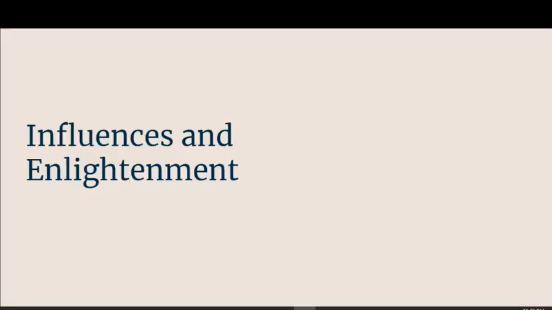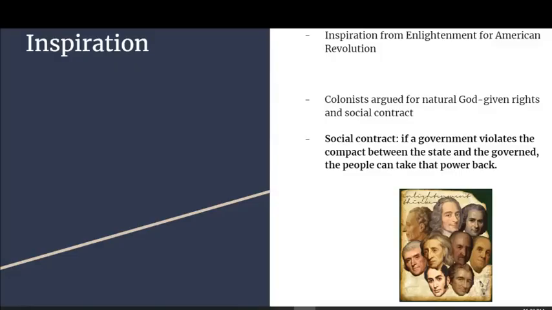Now we will learn about the influences and the Enlightenment on the writing of the Constitution. Originally, the inspiration for the American Revolution came from the Enlightenment era, where the colonists argued that they were given natural, God-given rights and the social contract by John Locke. John Locke's social contract said that if a government violates the compact between the state and the governed, the people can take that power back.